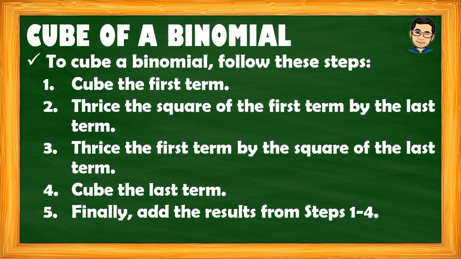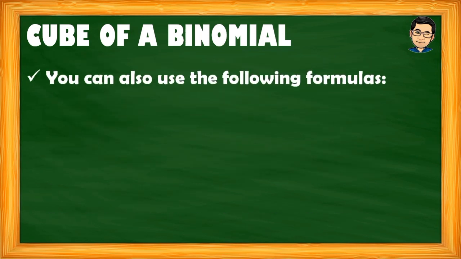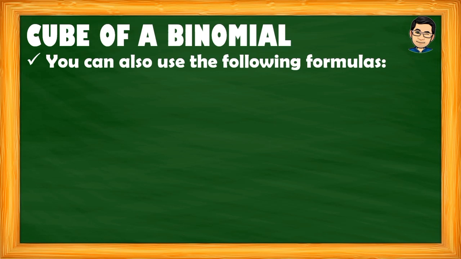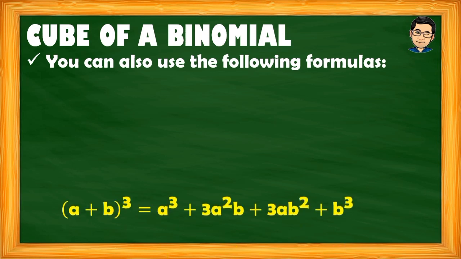And then, yung fourth step natin, kung cube natin yung first term, i-cube din natin yung last term. And then finally, we add the results from steps 1 to 4. So i-add lang natin yung mga nakuha nating product sa 1, 2, 3, and 4. And then we simplify. You can also use the following formulas. So kagaya ng square of binomial, meron din pong formula na sinusundan ang cube of a binomial.